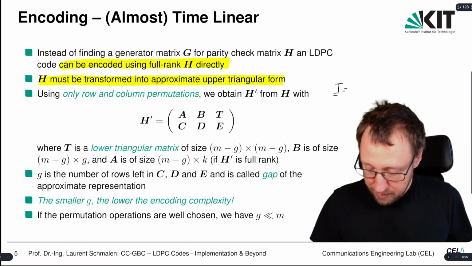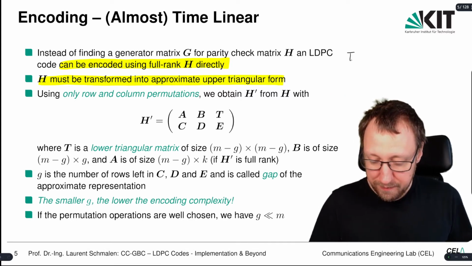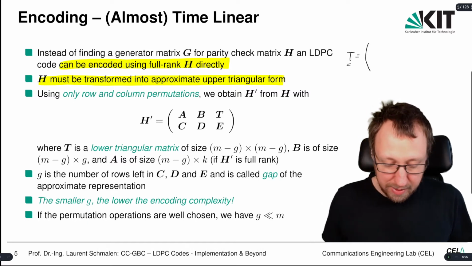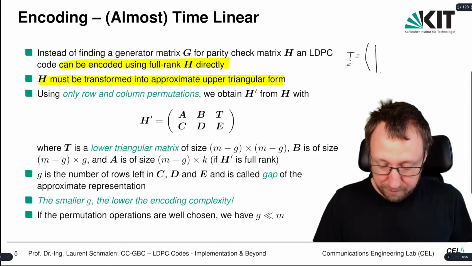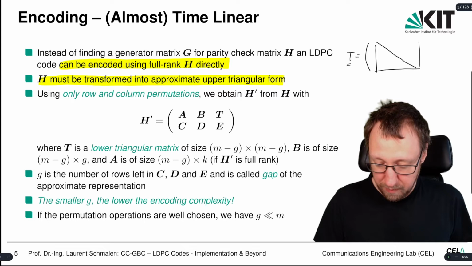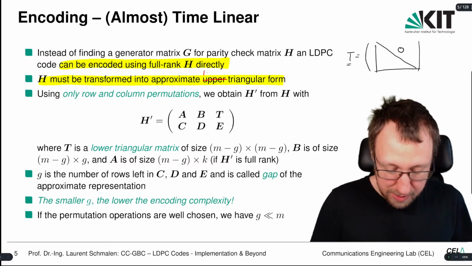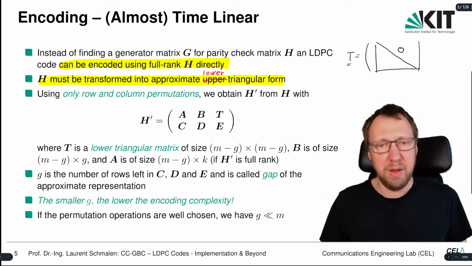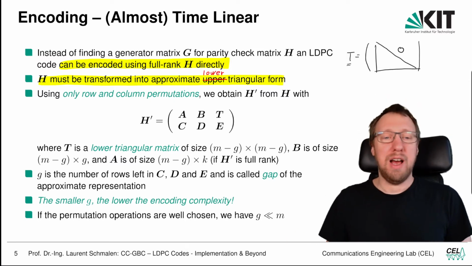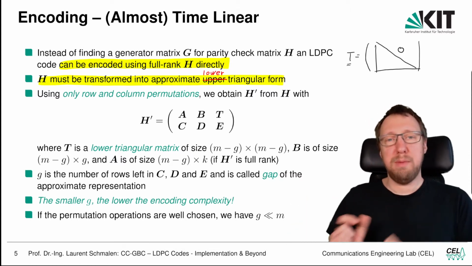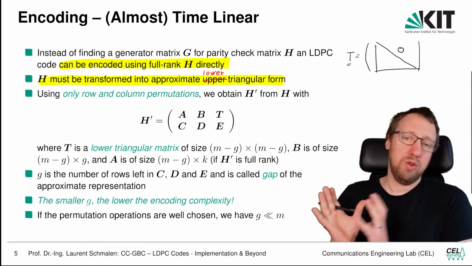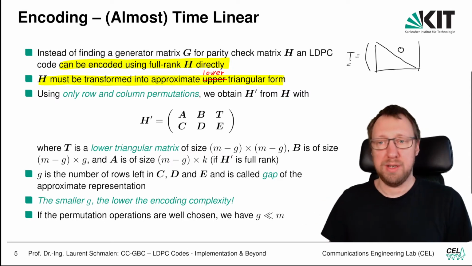Submatrix T is a matrix that has a lower triangular form. It looks like this. And I just saw a typo. This should be approximate lower triangular form. Essentially, you can also put in upper triangular form. Both methods exist. Here we just stick to the lower form. It's a matter of definition how you want to proceed.